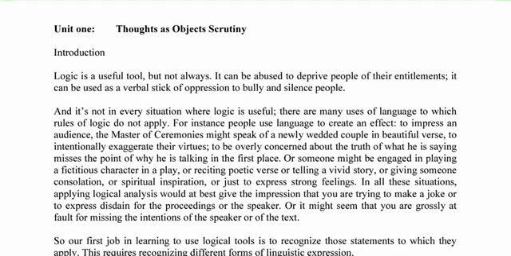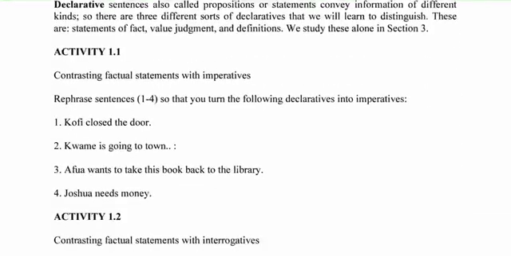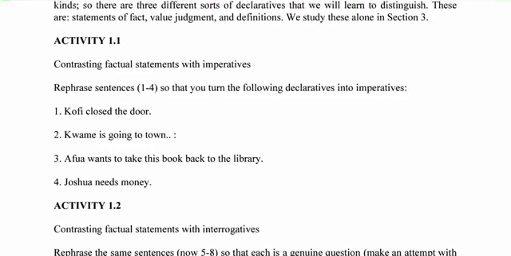Okay, suggested solutions to the Unit 1, taught as object scrutiny. Let's start from activity 1.1. Contrasting factual statements with imperatives. Okay, so factual statements just state facts. They give us facts. They give us information.